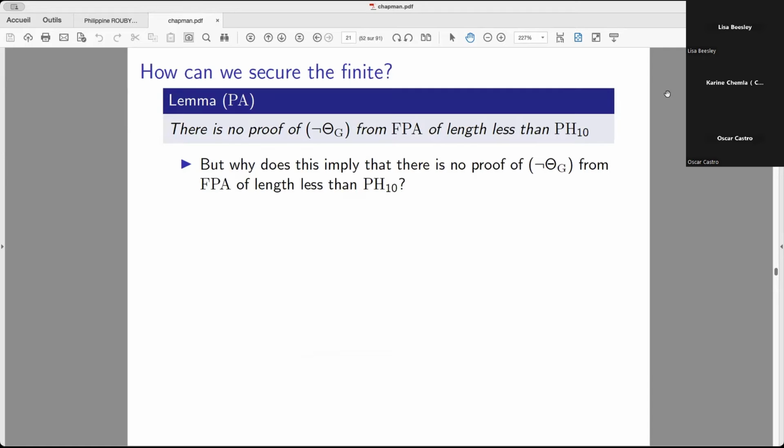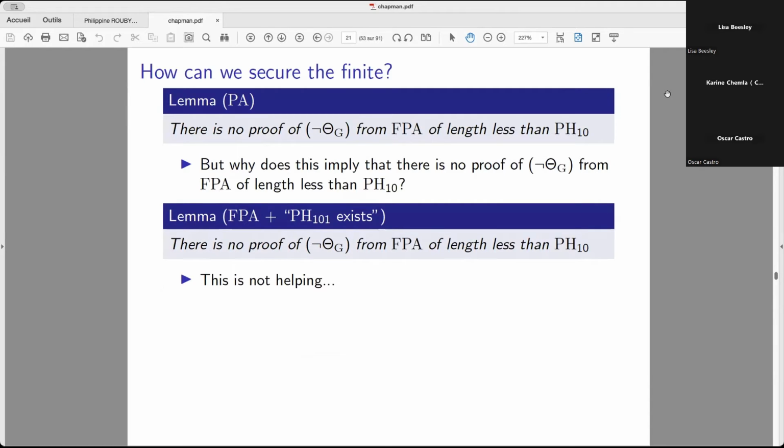Maybe if we were just clever, we could shorten the proof. But that would give us a contradiction. Well, in FPA plus PH101 exists, then there's no proof from FPA of length less than PH10. It's not helping. Why? Because why should PH101 be a consistent notion?